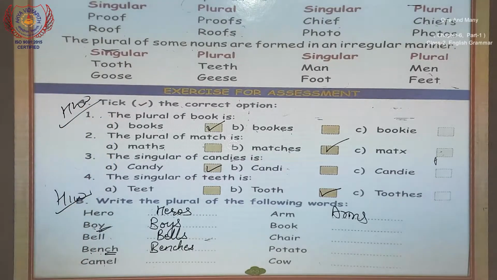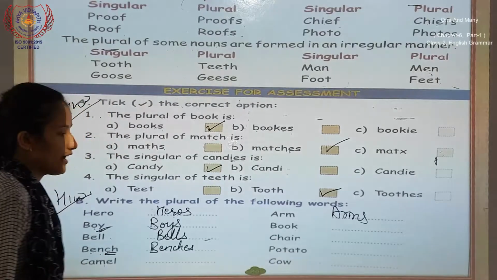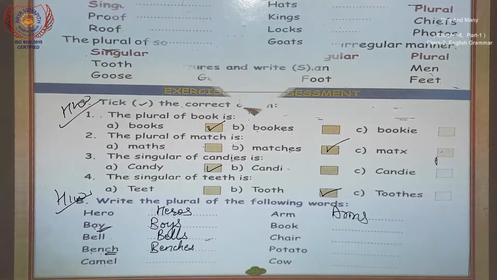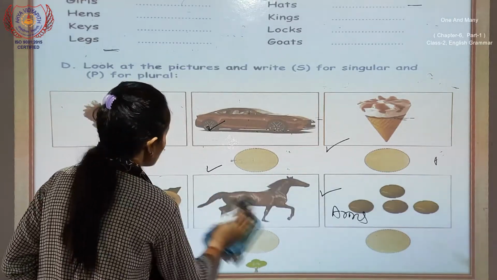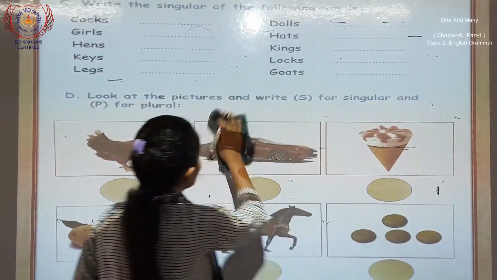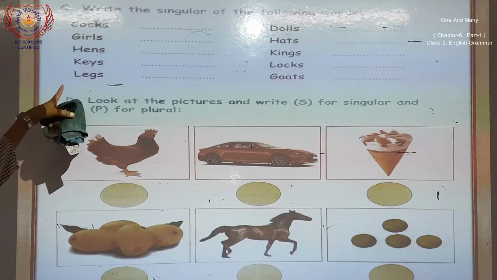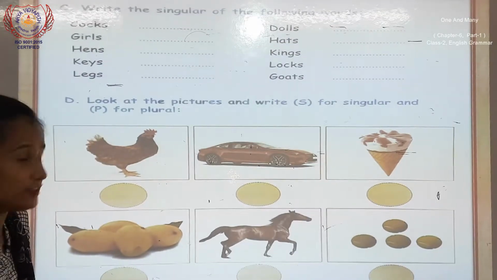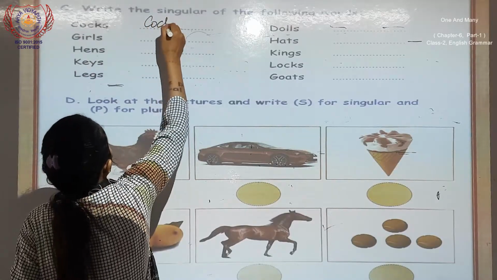Exercise A and exercise B. 1, 2, 3, 4, 5. You have to fill up the box. In next page you can see there are some plural words, we have to write in singular. हम लोग यहाँ पर plural word है, हम लोग को convert करना है singular में. This is so easy. This is plural cocks, cook.